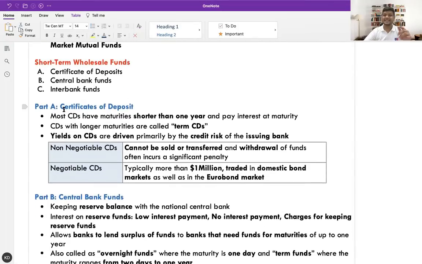Certificate of deposit. As I said, a certificate of deposit is an instrument which is issued for more than 1 year or less than 1 year? Less than 1 year. So most CDs have maturity less than 1 year and pay interest on maturity, like a zero coupon bond. Clear? CDs with longer maturities are called term CDs. So if a bank is issuing a CD for more than 1 year, they are called term CDs.